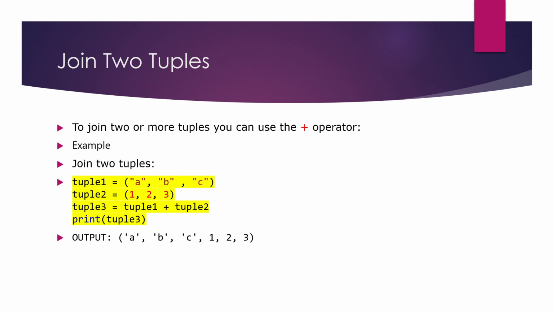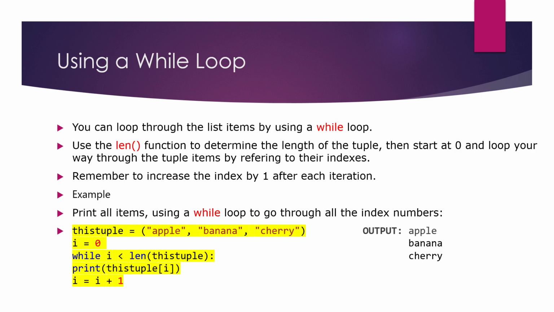Next one, using a while loop. You can loop through the tuple items by using a while loop. Use the len function to determine the length of the tuple. Then start at 0 and loop your way through the tuple items by referring to their indexes. Remember to increase the index by 1 after each iteration. For example, we can print all items using a while loop to go through all the index numbers.